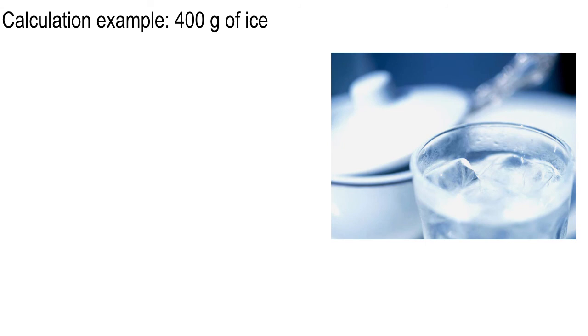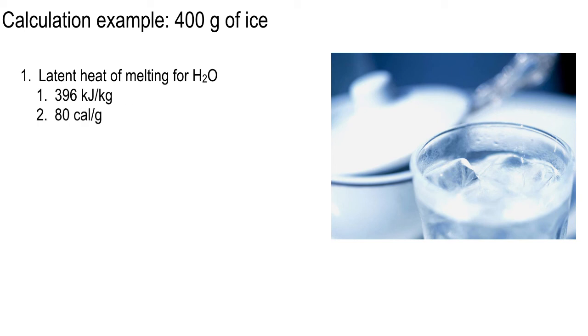So 400 grams of ice, and let's just jot down some of the stuff we know. Latent heat of melting for H2O is 396 kilojoules per kilogram. Now we could do it in that, but let's do calories per gram, 80. That's easier to use. You could do kilojoules per kilogram if you want, but we're going to use 80 calories per gram.